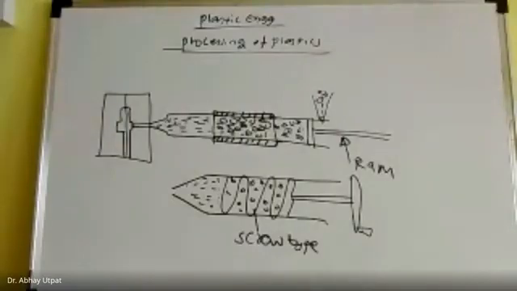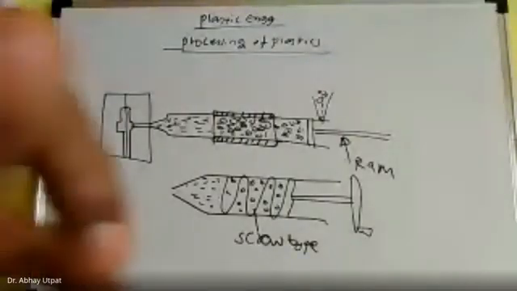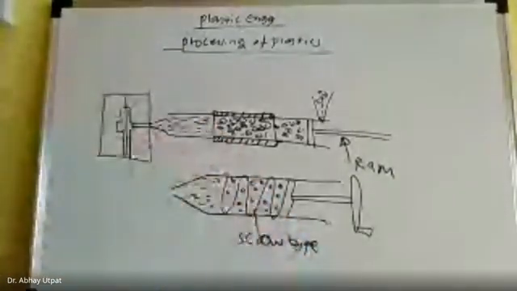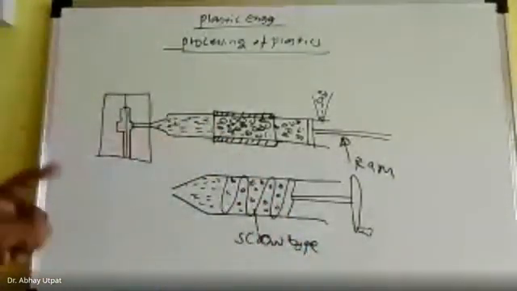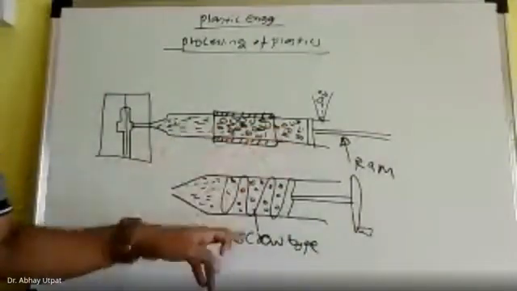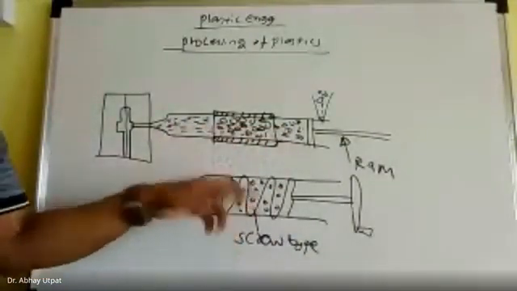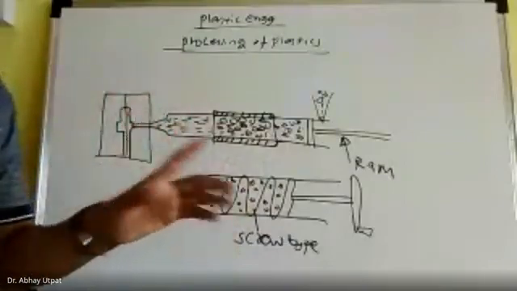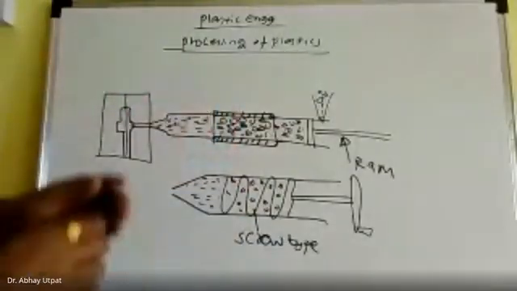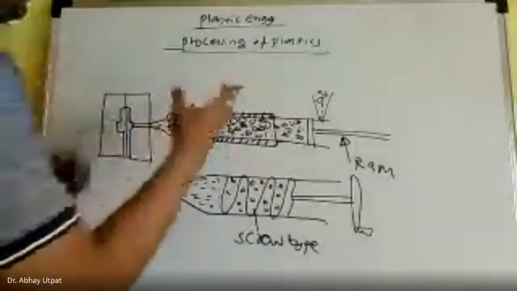You can take a screenshot also. I have drawn schematic figures. You can also draw, you just have to show ram type and screw type. What is the difference between these two figures? Here there is no heating chamber. Here there is a heating chamber. This is the main difference between ram type and screw type.